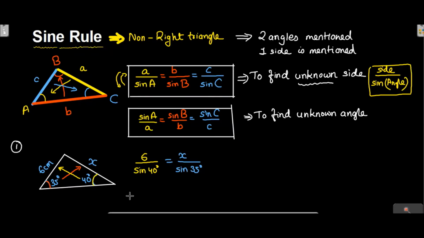If this step is clear to you, the next step is very easy. We just need to find the x value. That's why we have to get rid of this sine 35, right? So this will go across this side. It will be like this: sine of 35 degree multiply 6 divided by sine of 40 degree equal x.